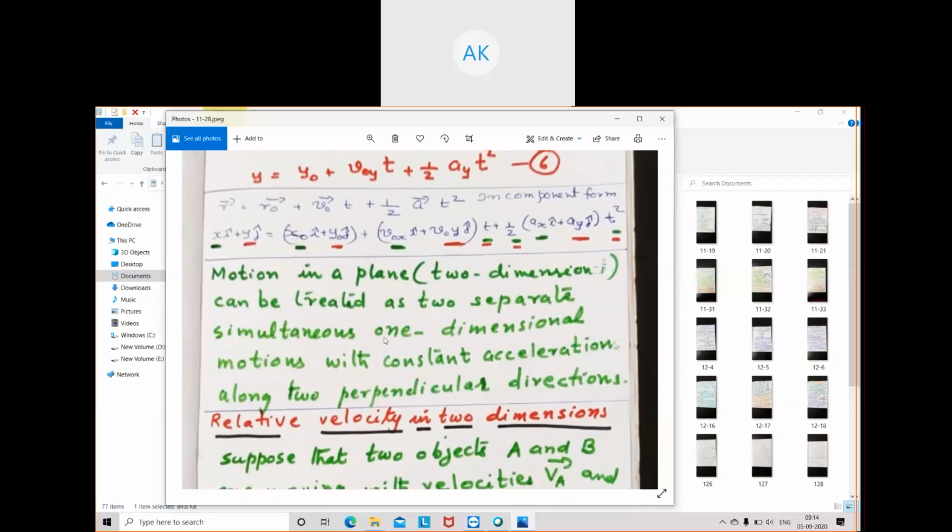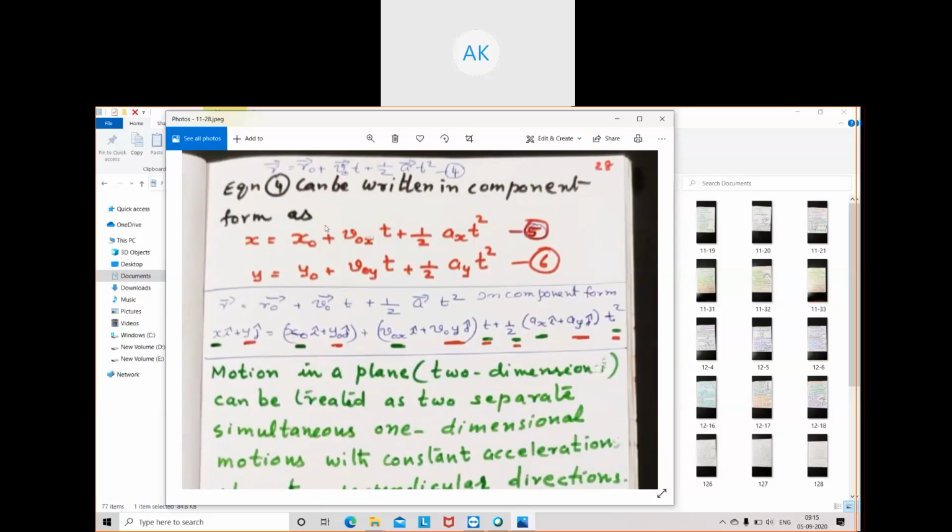Motion in a plane can be treated as two separate simultaneous one-dimensional motions with constant acceleration along two perpendicular directions. So motion in a plane is actually a two-dimensional motion, and it can be treated as two separate simultaneous one-dimensional motions. One is along the y-axis, the other is along the x-axis. So you have to consider it as separate. That is why we got two equations.